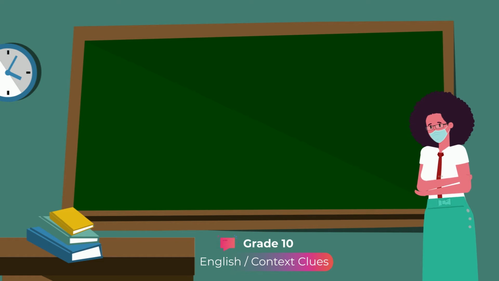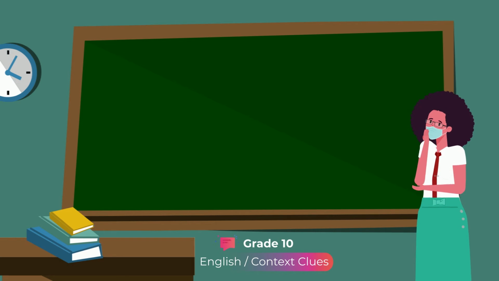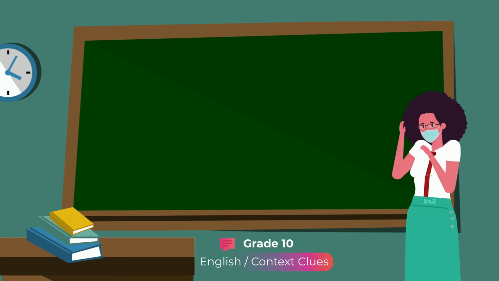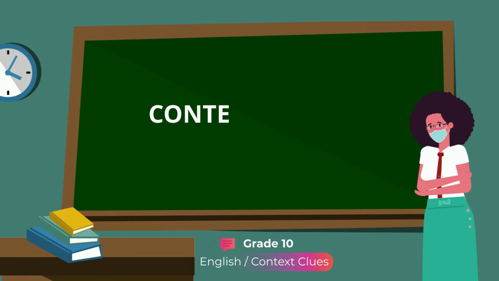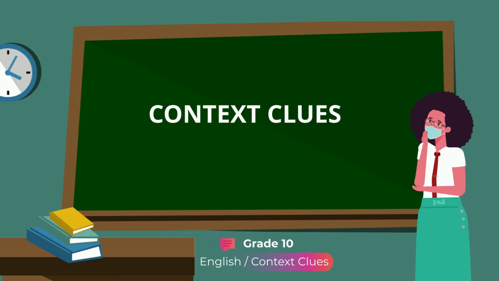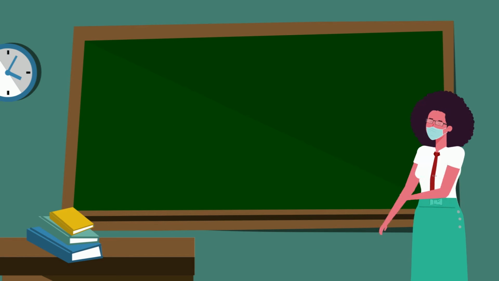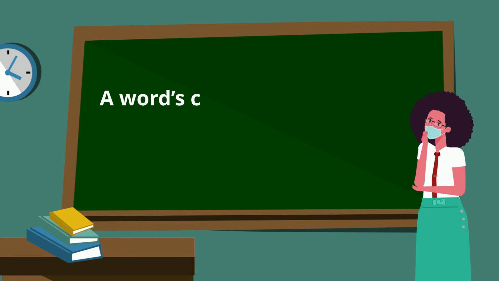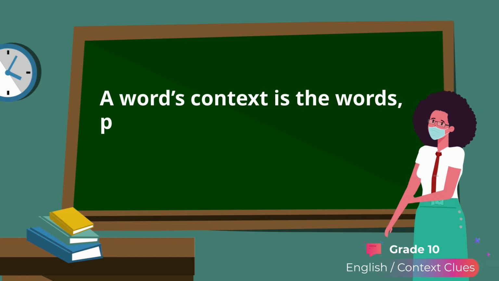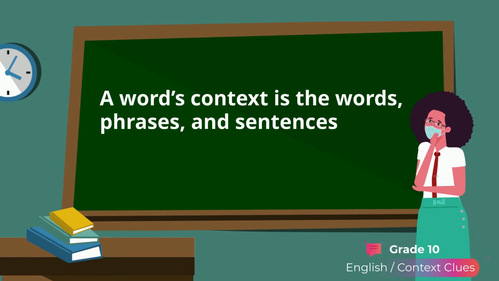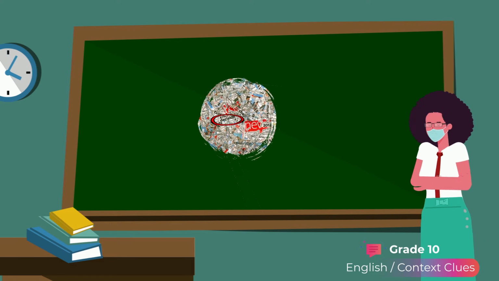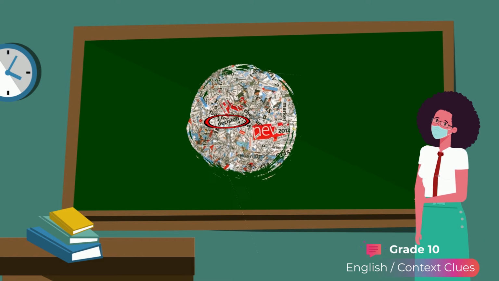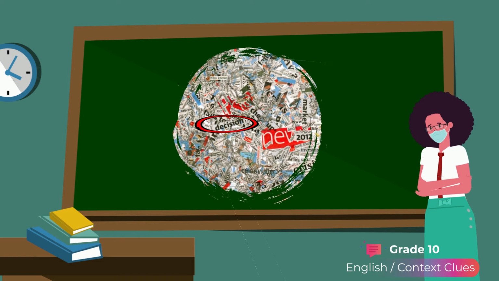Don't worry, we are not going to go through all the challenging words in the dictionary today. That is for another day. But we will figure out how to use context clues to help us find the meaning of difficult words. A word's context is the words, phrases, and sentences that surround it. If you look closely at the context of an unknown word, you often get clues about the meaning of that word.